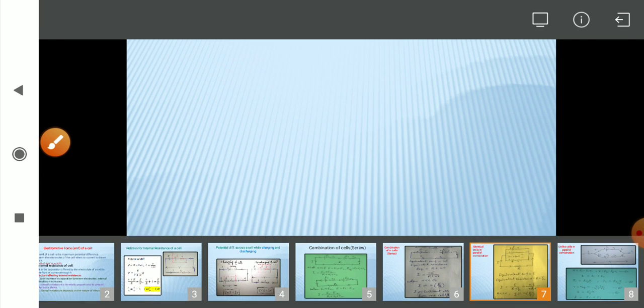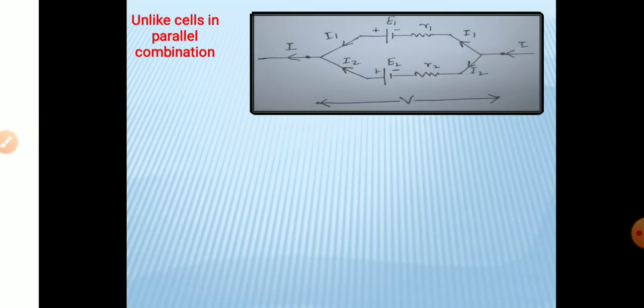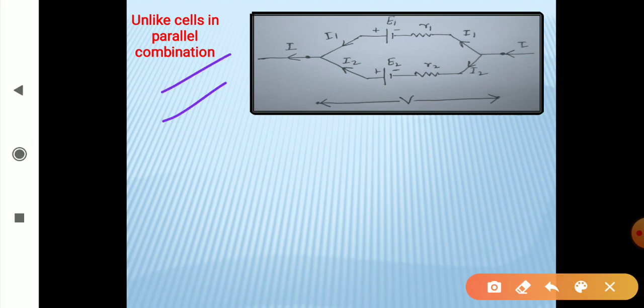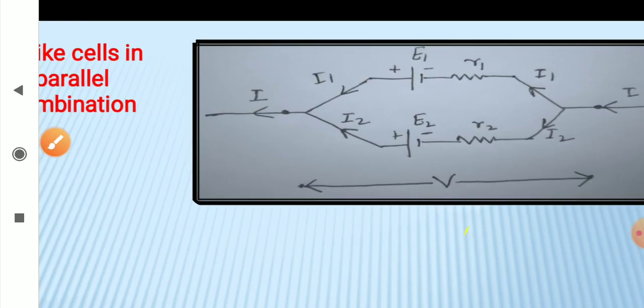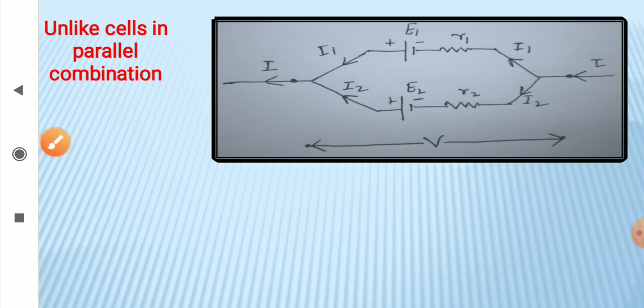So let us move on to the situation when the cells are not identical. A situation like this. Here we have cell E1 with internal resistance r1 connected in parallel with cell E2 with internal resistance r2. Now the thing to notice here is that the cells are not identical. Their EMFs are different. So let's see how we treat it.